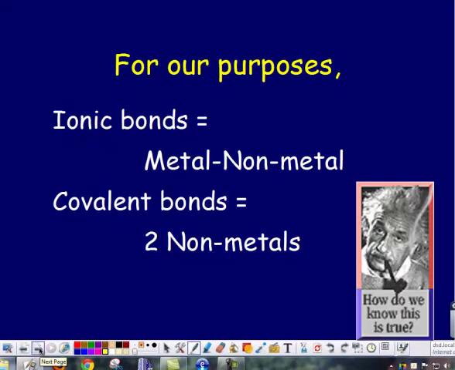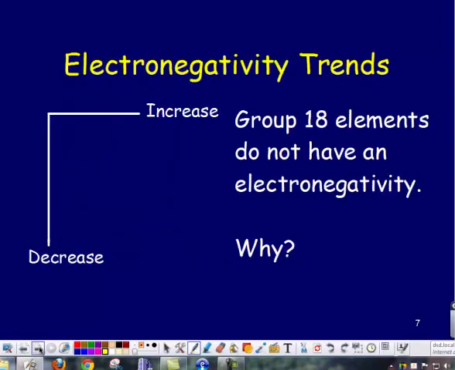For our purposes, though, if we were going back to that very first slide, and we don't have electronegativity numbers to subtract, we're still going to go with what we were talking about before. Metals and nonmetals or polyatomic ions are ionic. Covalents would be two or more nonmetals.